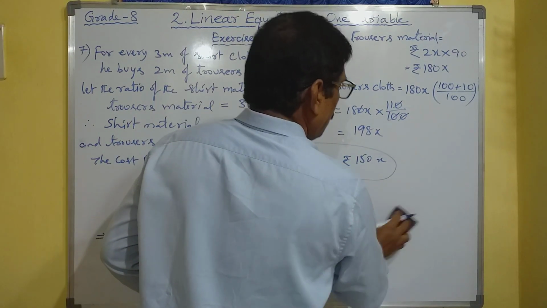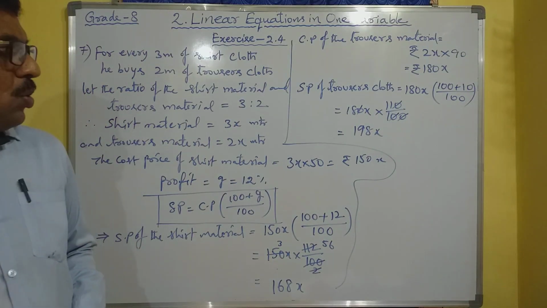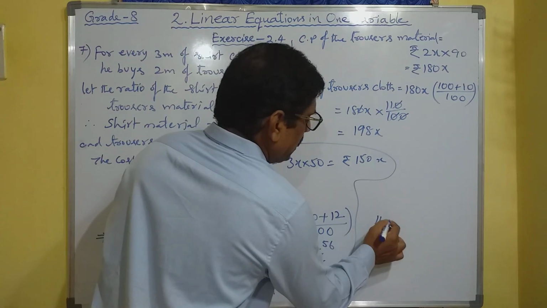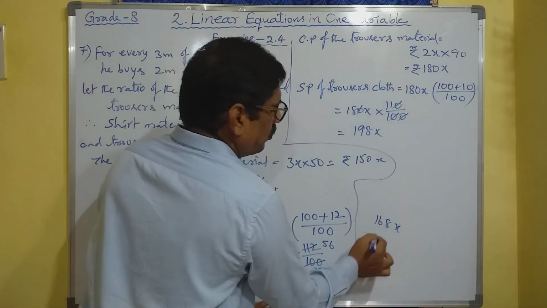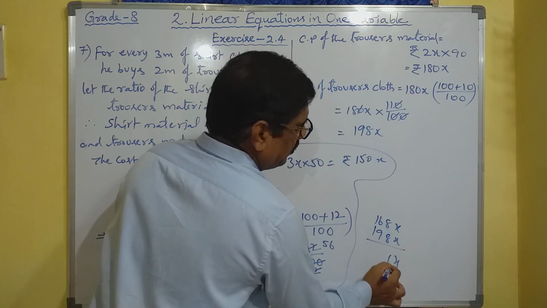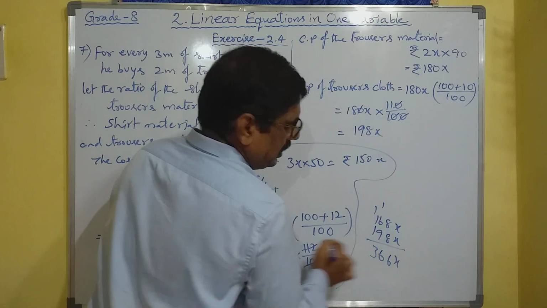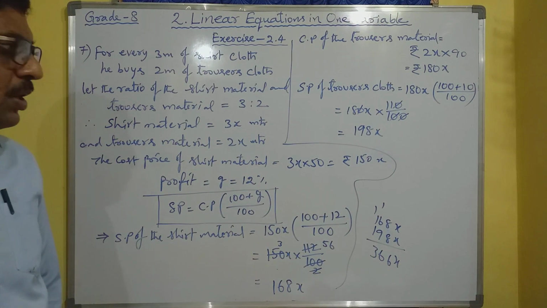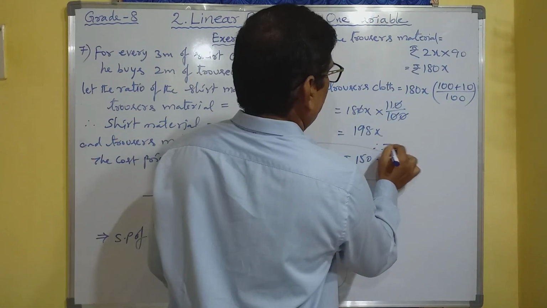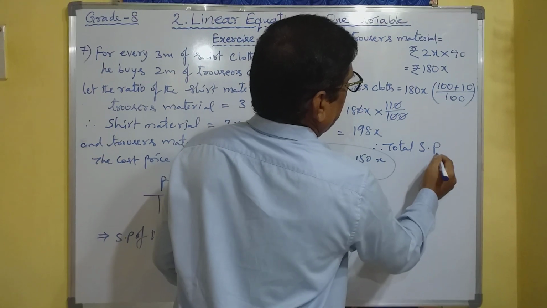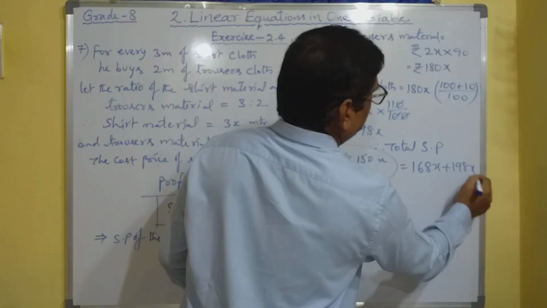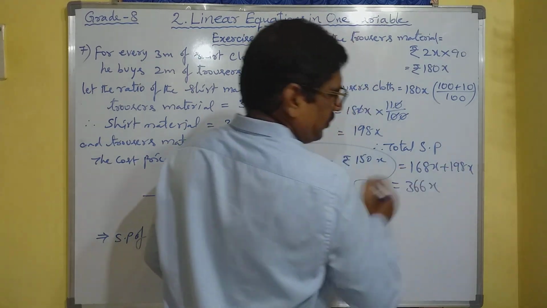Okay. Now look at this. Here, what is the total selling price? The selling price of the shirt material is 168x and the trousers material is 198x. If we add these two, 8 plus 8 is 16, 6 plus 1 is 7, plus 1 is 8... 366x. Therefore, total SP is equal to 168x plus 198x, that is equal to 366x.